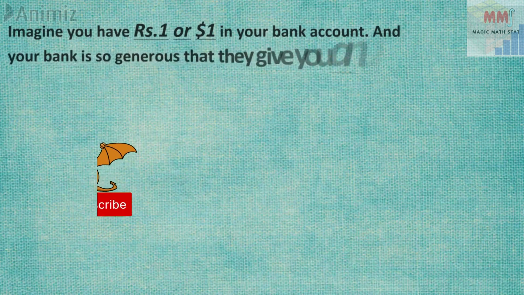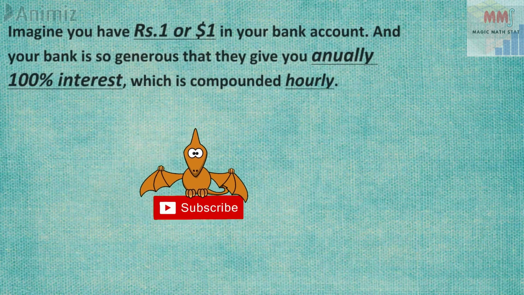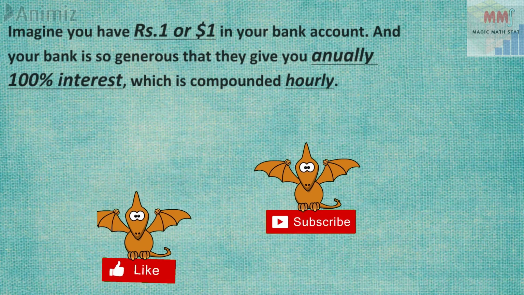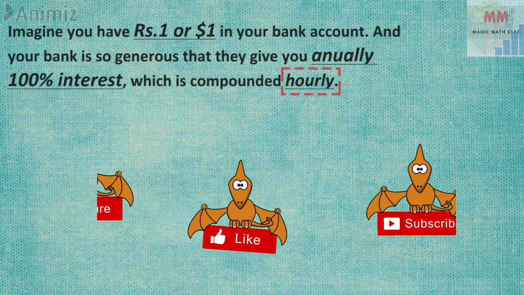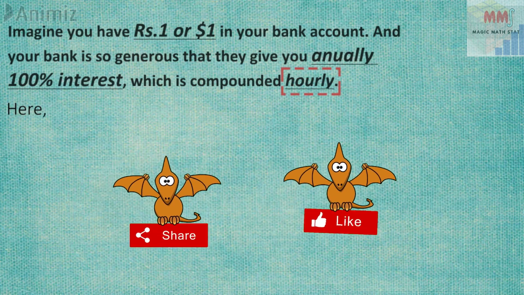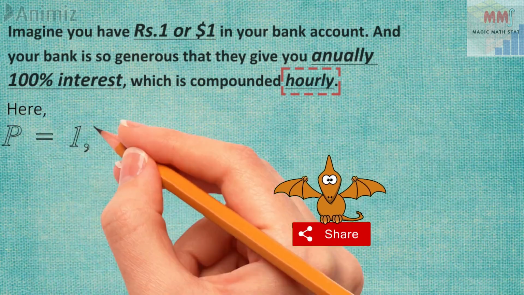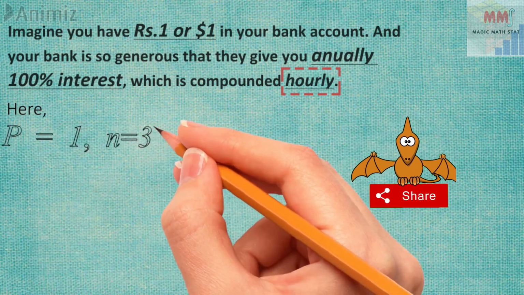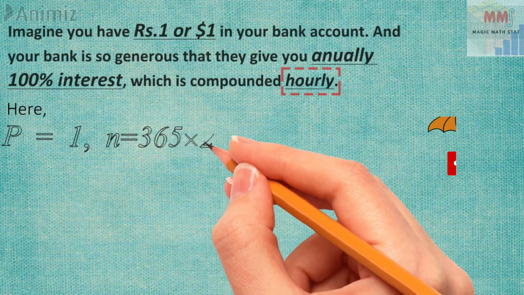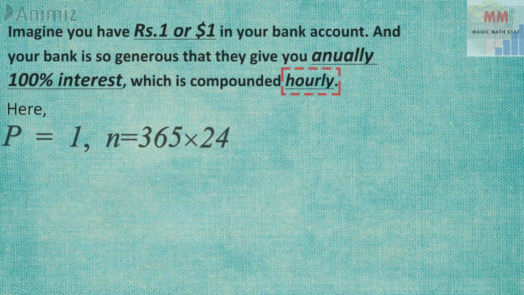Now I will again modify the story. Now the annual interest is 100% but the interest is compounded hourly. So let's see what happens. P stays same, which is 1. Now in 1 year there are 365 days and in 1 day there are 24 hours. So in a year we get 365 multiplied by 24 hours. We get n equals to 365 multiplied by 24 time periods.